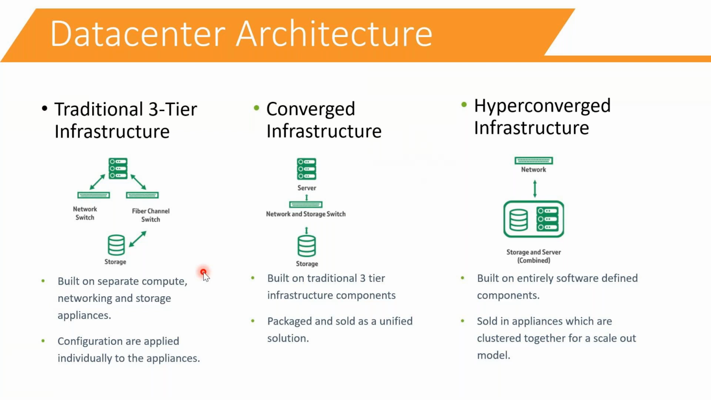Okay, so now traditional three-tier infrastructure. What is three-tier? You have a server, which is the compute part. Then you have a network part. Then you have the storage part. So these three tiers are actually used in the traditional data center.